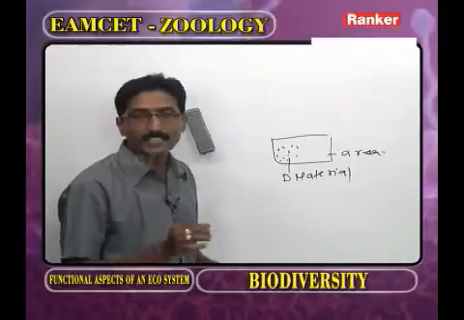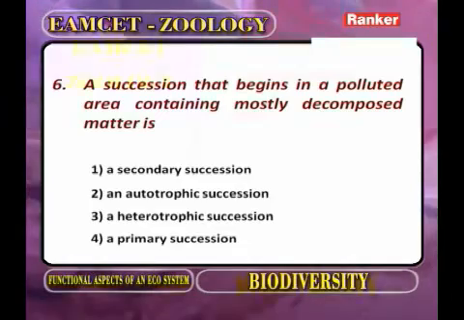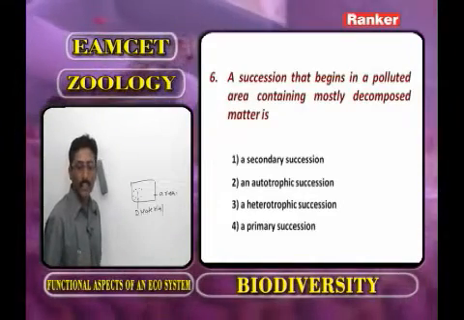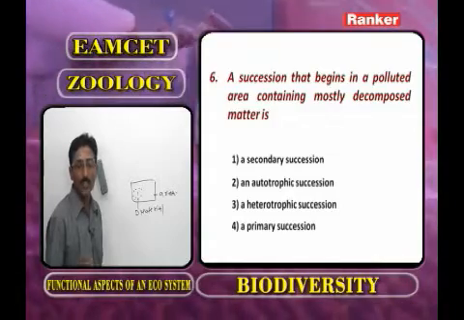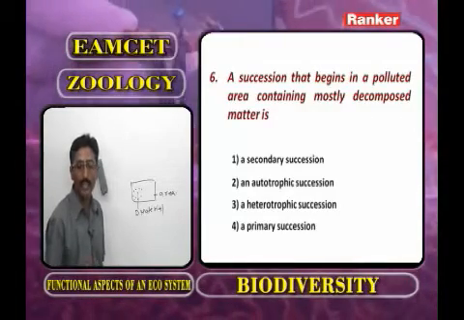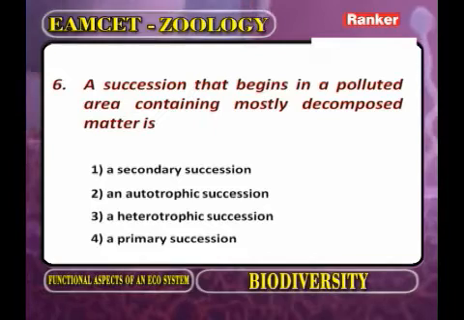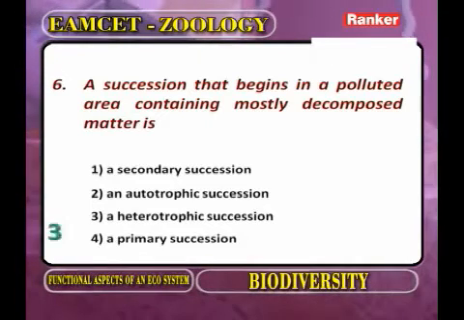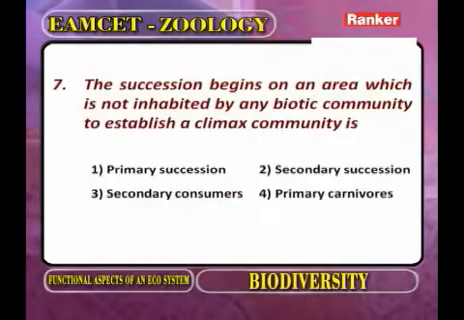Now here, a succession that begins in a polluted area containing mostly decomposed matter, that is a secondary succession, an autotrophic succession, a heterotrophic succession, a primary succession. Based on this information, the correct answer is heterotrophic succession. Now we go for the next question.